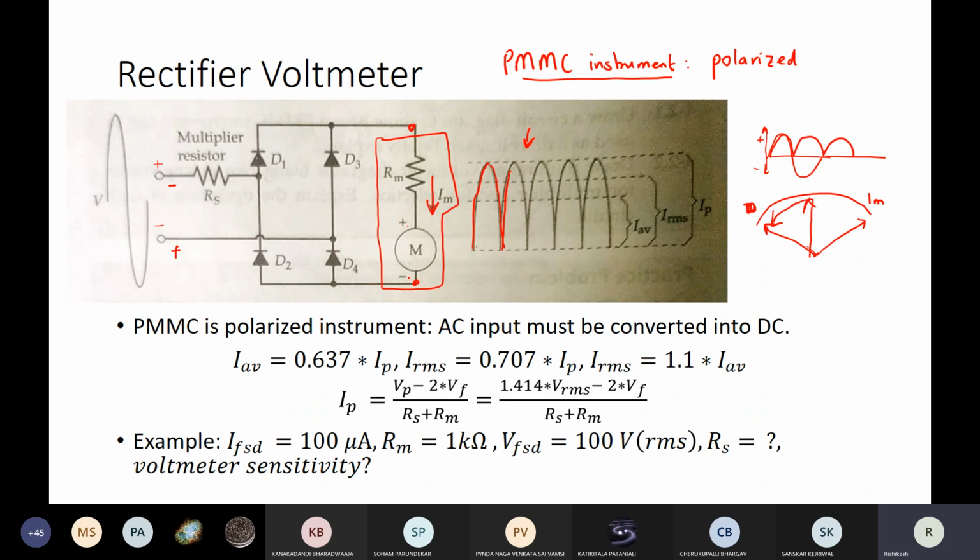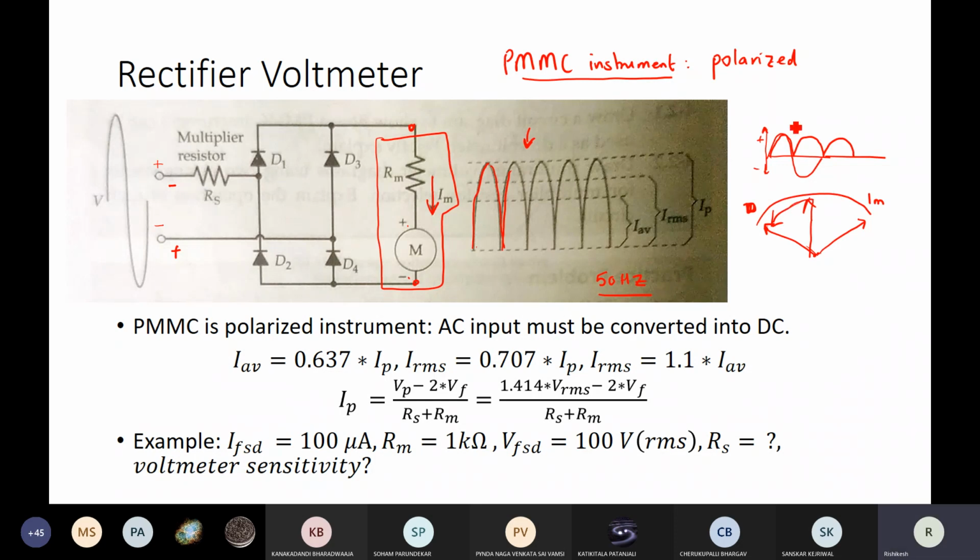But in general, when you work with 50 Hertz signals, which is the typical frequency range of our household AC input supply, the 50 Hertz frequency is too much for the PMMC instrument to respond. So in that case, it will basically stabilize to a particular value.